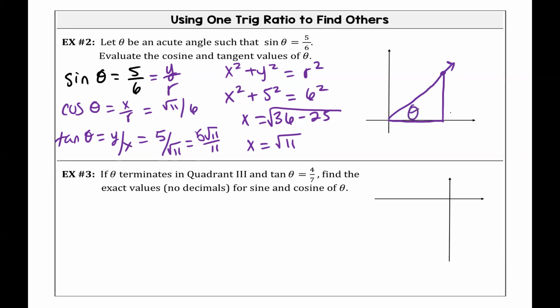My theta. Wait, so it's the cosine? Yes. All right. Are you ready to try it? I'm being nice to you.